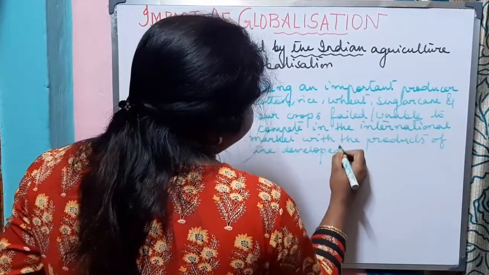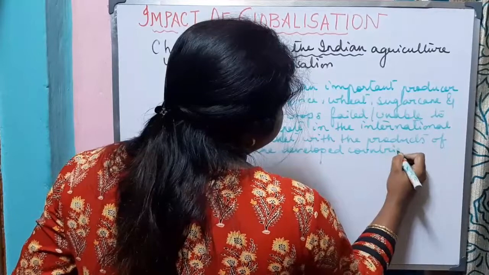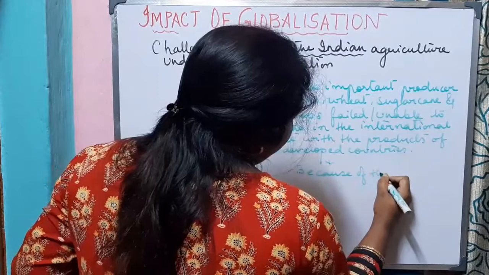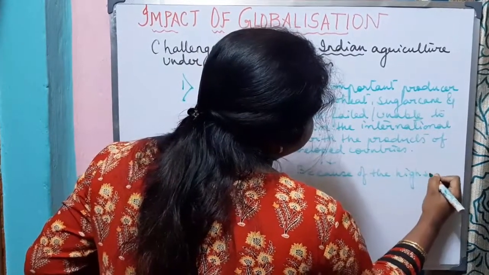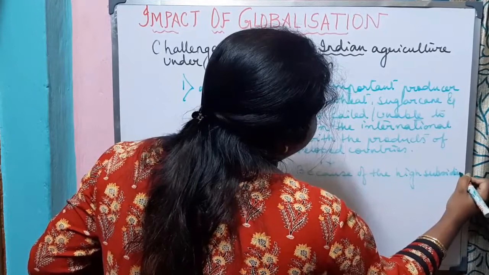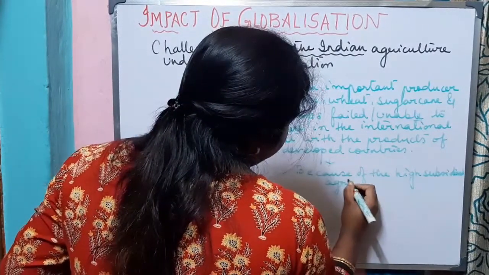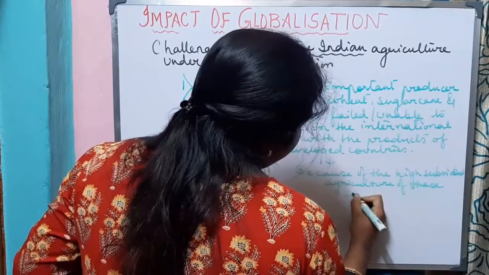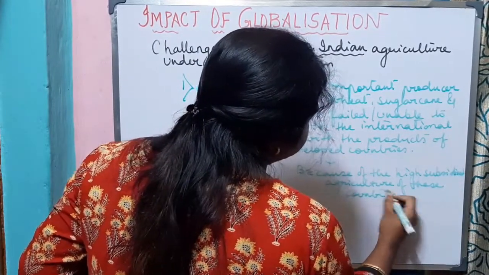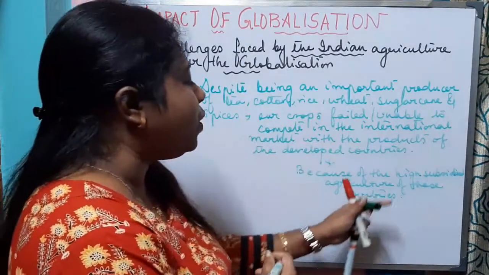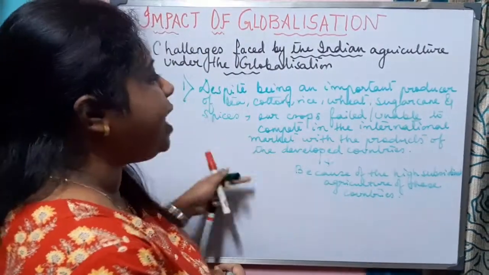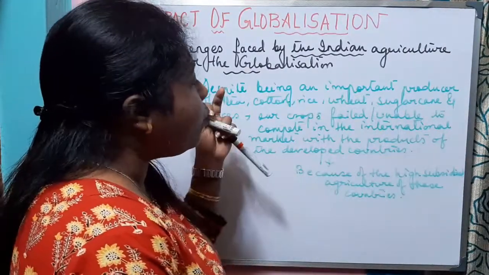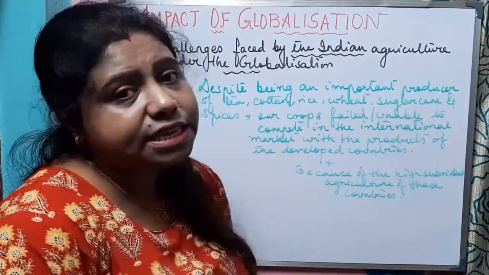Why are they unable to compete? Because of the highly subsidized agriculture of those countries. So the developed countries have highly subsidized agriculture, and thus, despite being an important producer of tea, cotton, rice, wheat, sugarcane, spices, our crops are unable to compete in the international market.